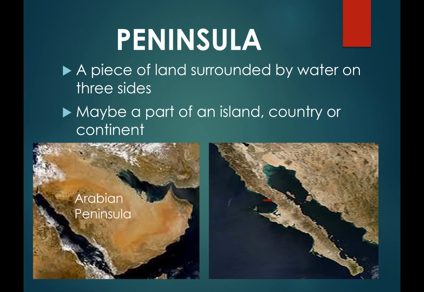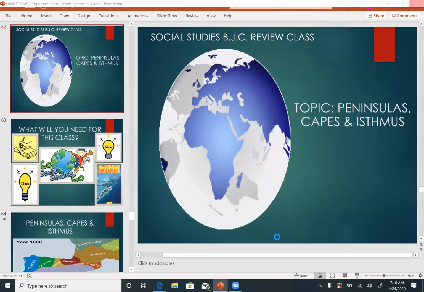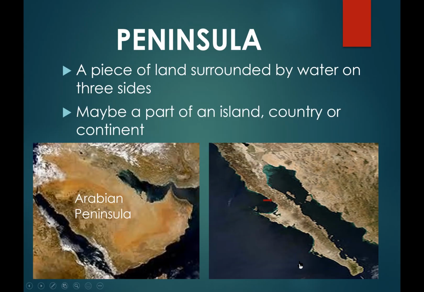It is the Arabian Peninsula. What about the peninsula that is on the right? That peninsula is the California Peninsula. The California Peninsula. We are going to continue on to our next slide.